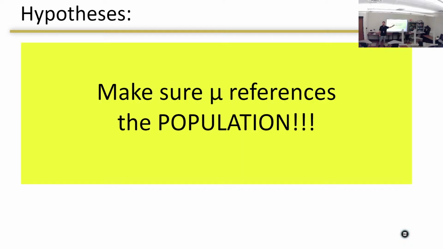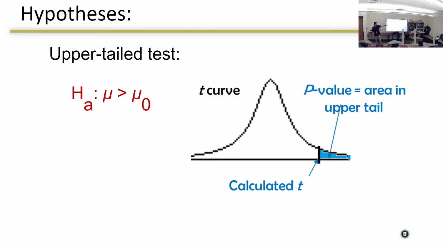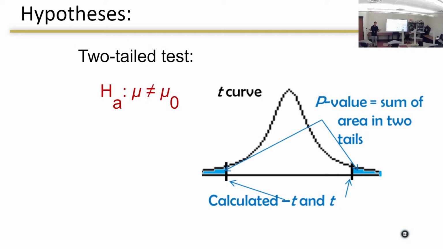Make sure mu references the population, not the sample. That's what true mean means. Don't forget that. Remember that when it's a greater than, that's a right tail test or upper tail test. When it's less than, it's a left tailed or lower tailed test. And then not equal to, of course, is a two tailed test, or both tails, left and right tails. Don't forget that. We learned that in chapter 9.